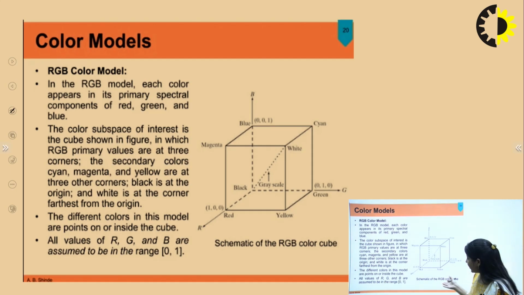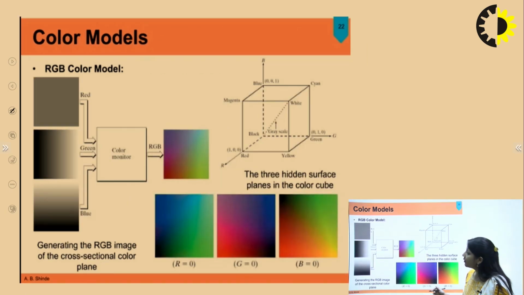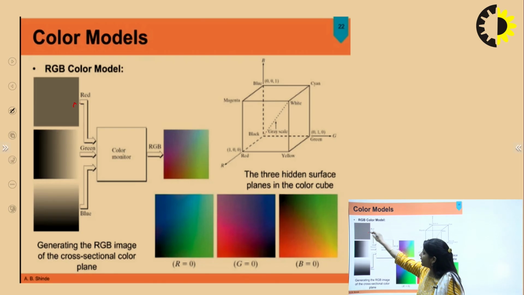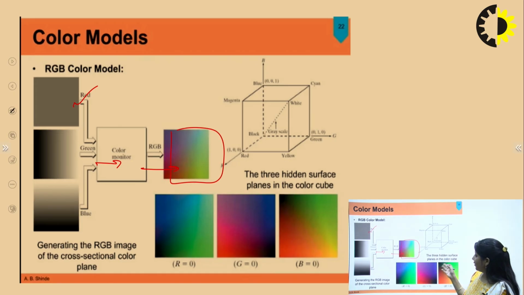So we have already understood how we can represent the color model in the form of a cube. Now, how can we process this RGB model? We have the red color, and we can separate the red from an image. We can separate the green, and we can separate the blue. When we combine them and send them to the color monitor, it will form the RGB cube of these three colors.